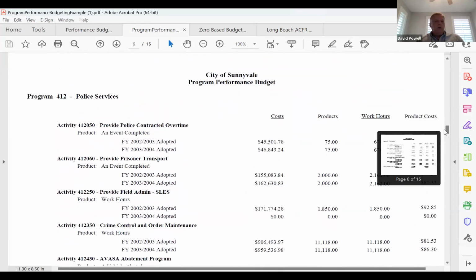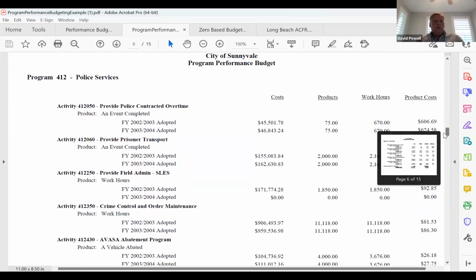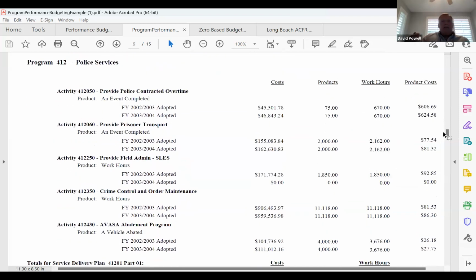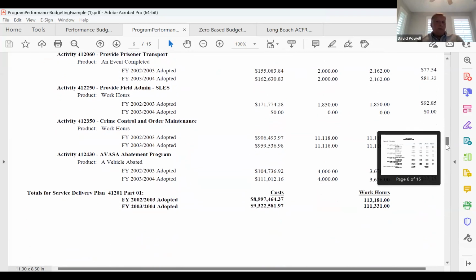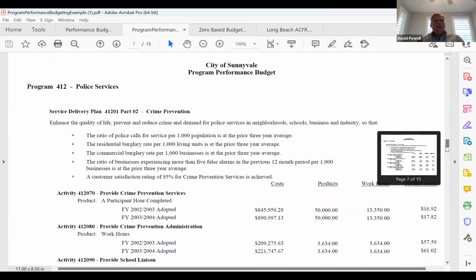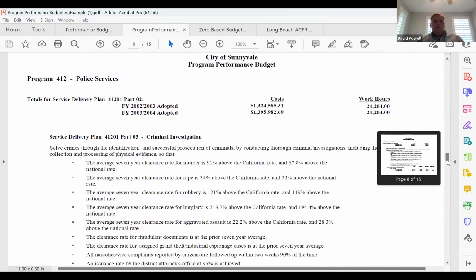You'll see respond to urgent calls, respond to emergency calls, provide police contracted overtime, provide prisoner transport, provide field administration. You get the idea. You break it down specifically to each activity that will then further the outcomes of the program that we have already discussed in the budget. So you get a lot of information here. You're not just getting the amount of money we're spending and what we're spending it on, but you're linking up all those activities to the outcomes that you are trying to achieve for the program.